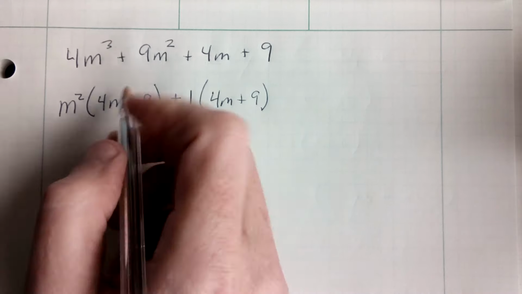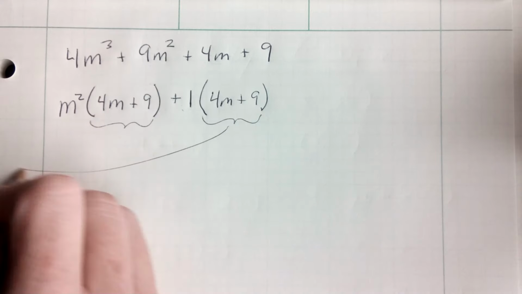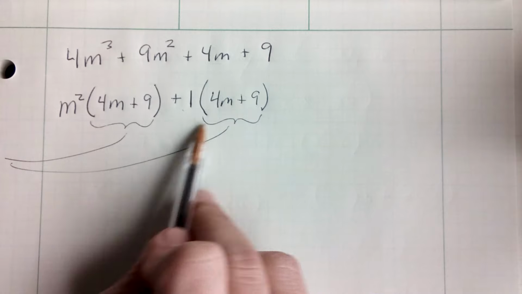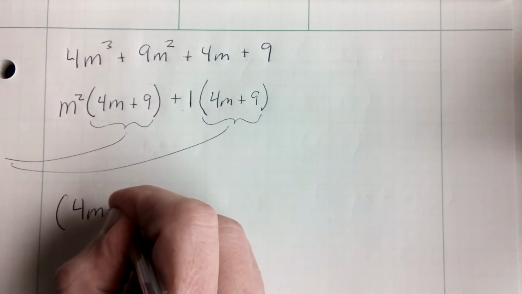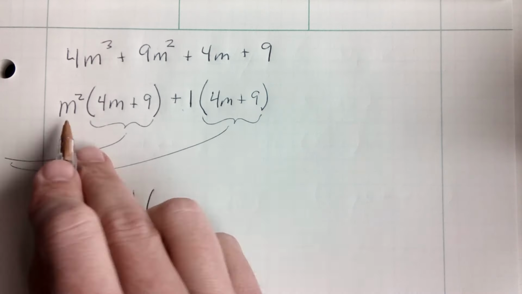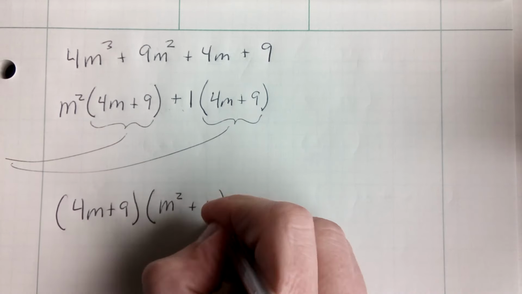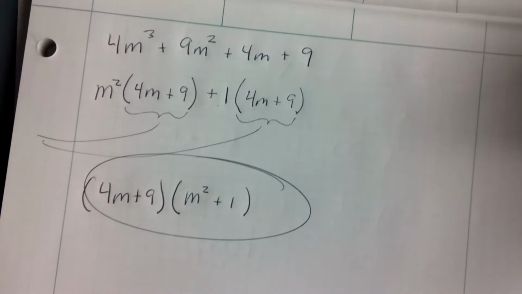Now again, what I do is I take that parentheses, and I factor it away from the m squared and the plus 1. I factored out in front. So I factor that 4m plus 9 in front, so I do another set of parentheses in front of an m squared plus 1. And I factored it to two sets of parentheses. It's factor by grouping. Let's do another one.